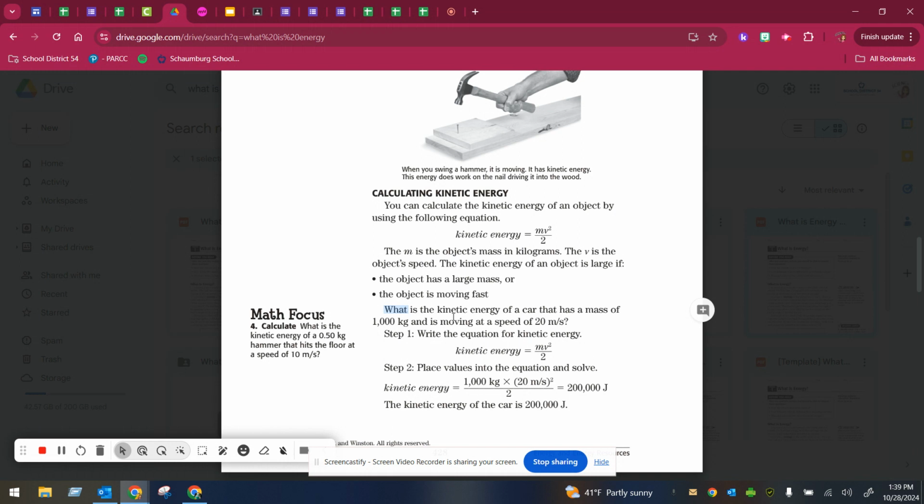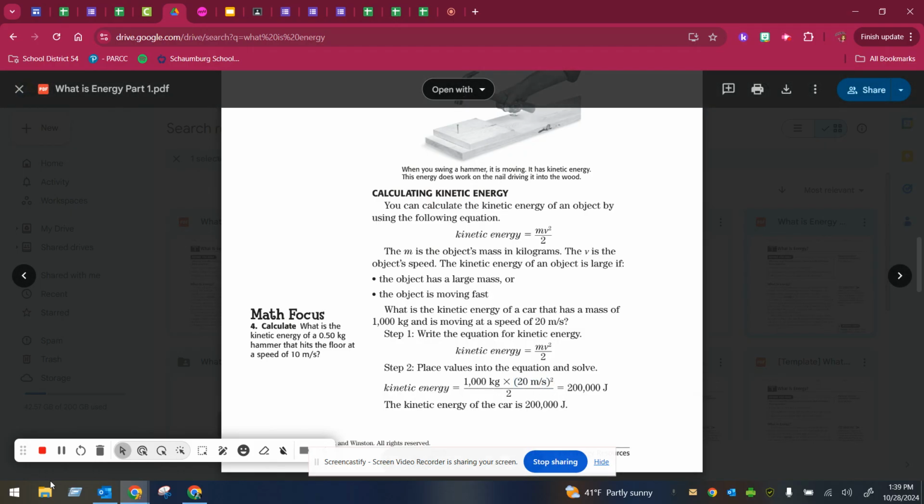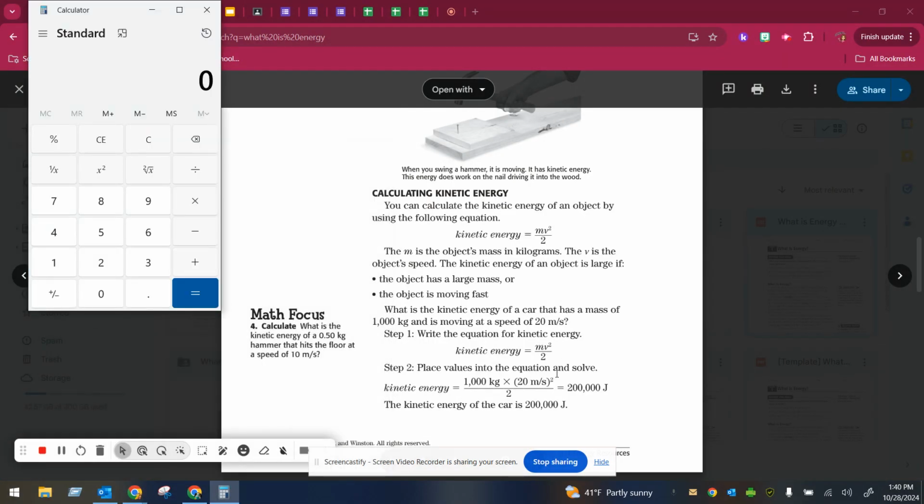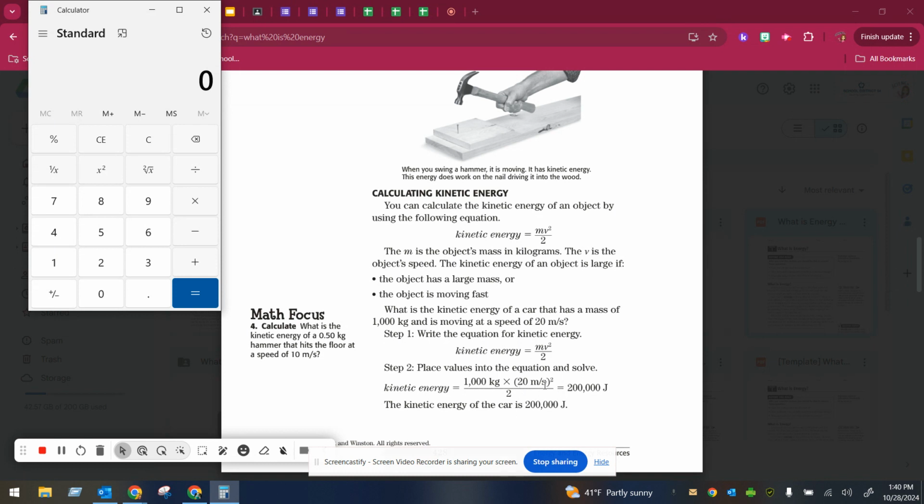If we were calculating, we would start by writing the equation. Kinetic energy equals mass times velocity squared divided by 2. So step 2, we're putting the numbers into the equation. So kinetic energy equals the mass, which was 1,000 kilograms, times the velocity squared, all divided by 2. Now, it's very important. I want to show you something really quickly here. It's very important that you follow the order of operations.